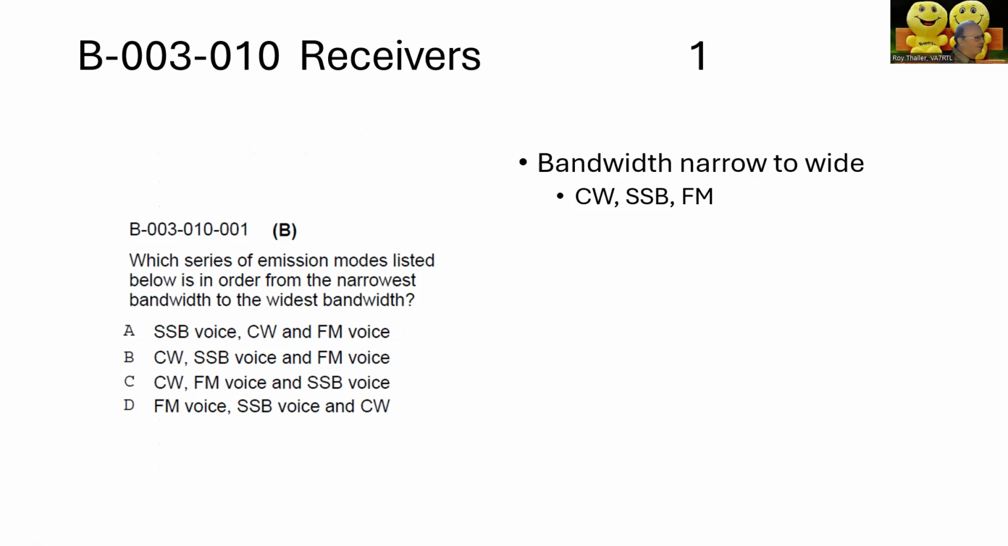Which series of emission modes listed below is the order of narrowest bandwidth to the widest bandwidth? Typically CW is the narrowest one, and FM voice is the widest one. So B would be the correct answer. And single sideband is between CW and FM voice.